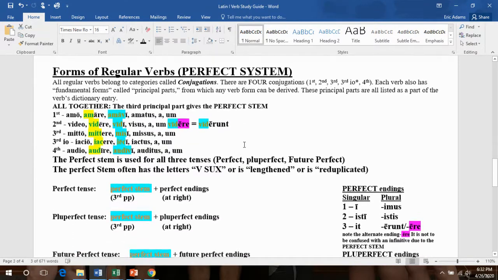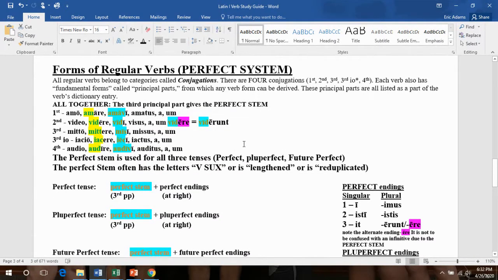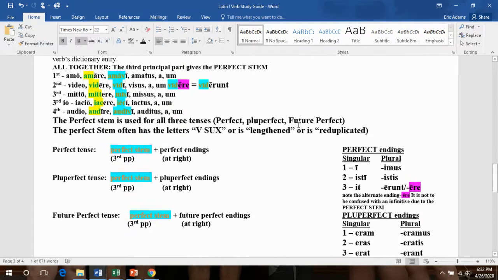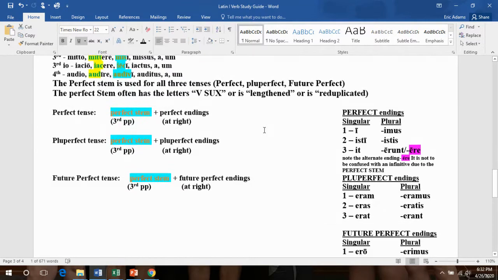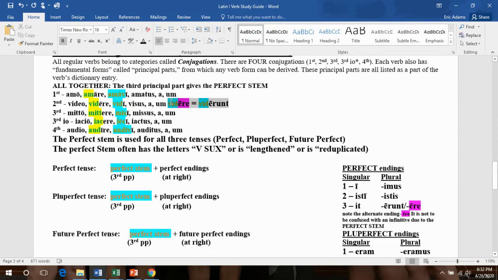Moving on to the perfect tense. As you remember, the perfect tense is one of three tenses that are part of the perfect system. That is, that they are all going to indicate action that is completed. And so, when you look at what we have here, you have the perfect tense, which we love simply because it is going to indicate a pattern that even irregulars follow, and there is no vowel that you will mess up on. So it's merely perfect stem plus perfect endings, and we know those as i, isti, it, imus, istis, erunt, or the alternate ending ere.